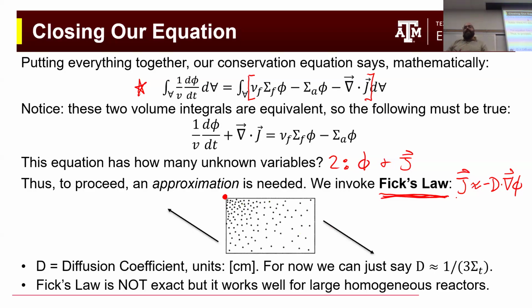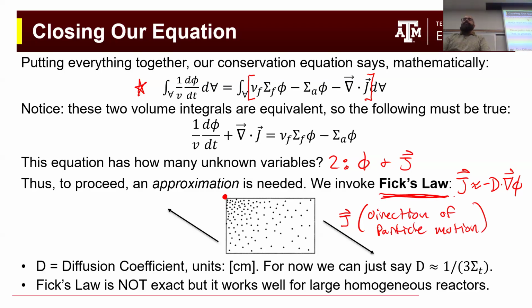We're basically saying that this current of my neutrons is going to look similar to a gas. This arrow is pointing in the direction that those particles are flowing. They're going to be flowing from the high concentration side to the low concentration side. So this arrow represents J, which is the direction of particle motion.